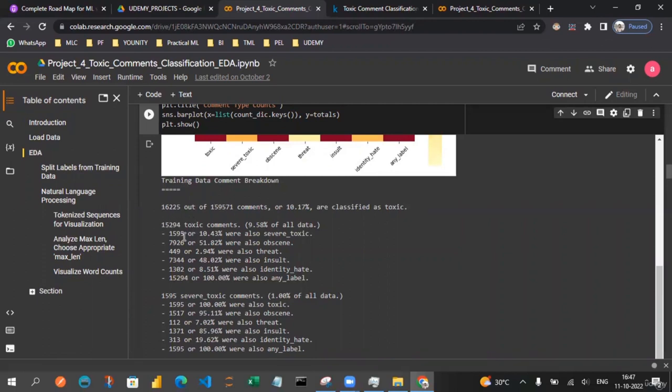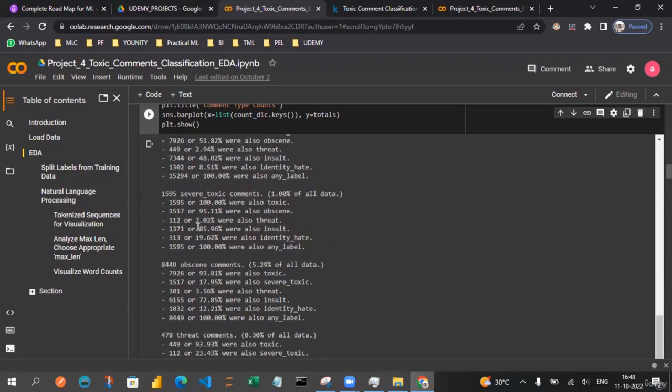So there are a total of 15,000-plus records for the toxic comments, about 9.5% of the overall data. By using this, we get 10% as toxic, and also 51% are obscene, and 2.9% are threat. So that is the identification by using these toxic comments. Nevertheless, toxic and severe toxic will be the same; you can say 100% will be toxic, whatever the values we are going to get from these variables.